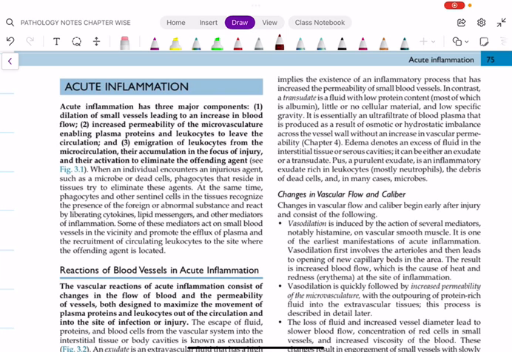Then the emigration of leukocytes from the microcirculation. Neutrophils will usually pass in the central part of the blood vessels, but they will come to the periphery. Where the injury is, they will accumulate there and eliminate the offending agent. These are the three important cardinal steps of acute inflammation. As far as your university exam is concerned, acute inflammation is a very standard short-form question.